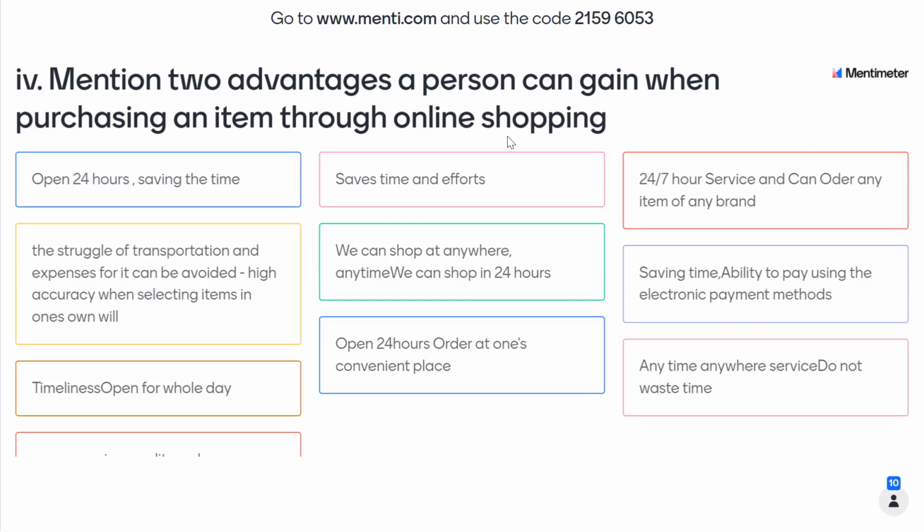You can pay by electronic payment. You can use a card, or now we have online wallets, or you can have easy cash. There are a lot of electronic payment methods where you don't need physical money to pay.